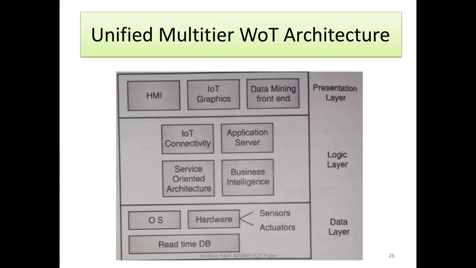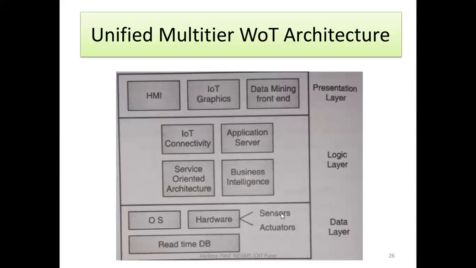So this is the framework that satisfies the middleware requirement of the WOT. This figure shows the middleware approach for IoT that can be considered for WOT. As we know, WOT is nothing but an application overview of IoT. So this is the figure of multi-tier IoT middleware. The multi-tier IoT middleware adds IoT-based connectivity and a service-oriented layer in the existing three-layer architecture.